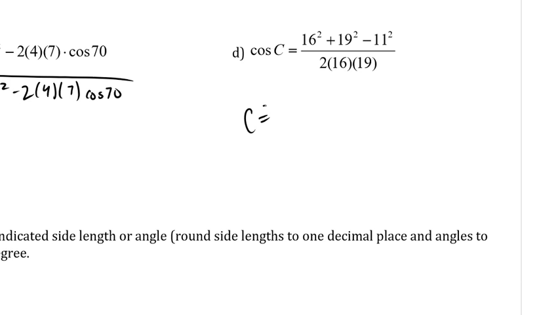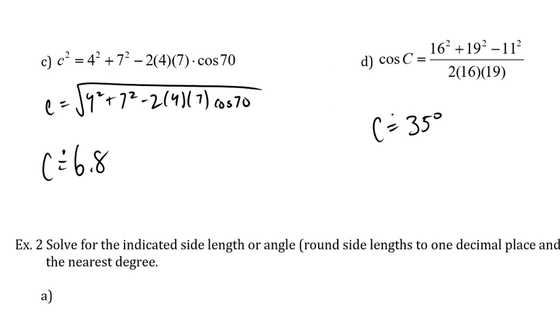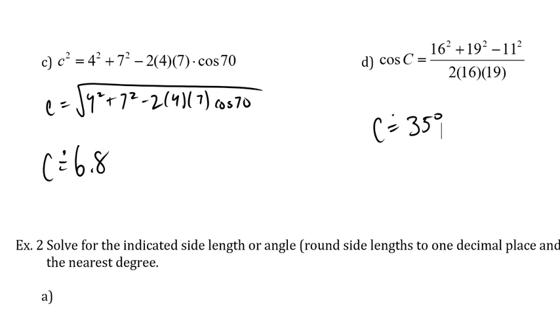It really matters where you get your brackets. If you put your brackets in the wrong place, you get the wrong answer. Like, so usually what we do is we round sides to one decimal place and angles to the nearest degree. 35 degrees, is that right? Anybody get that? 34, you probably typed in one of the numbers slightly wrong, like typed in 18 instead of 19 or something like that.